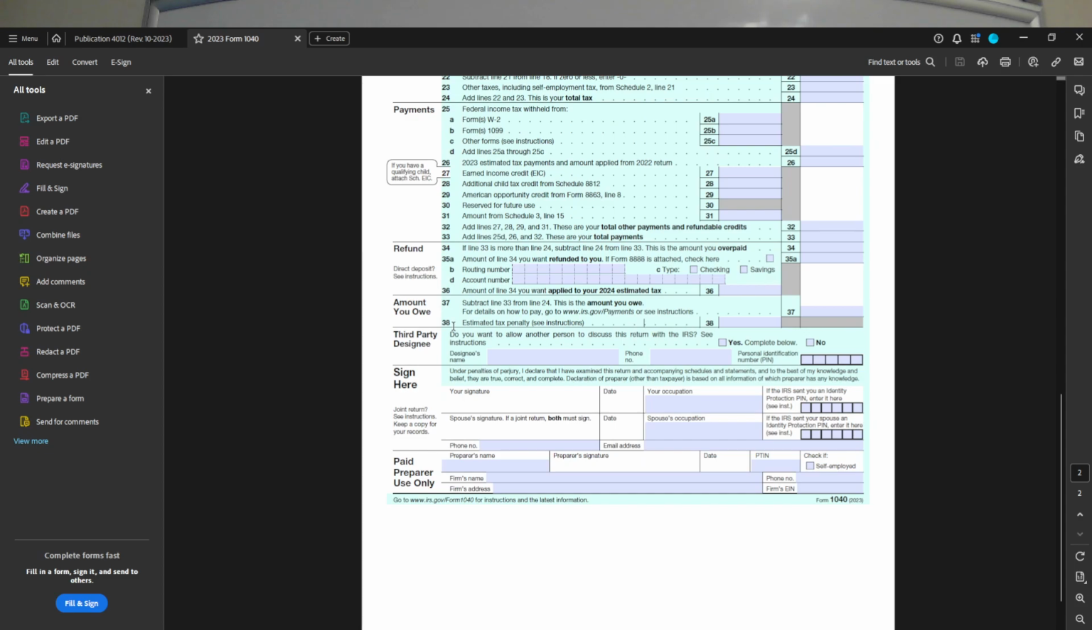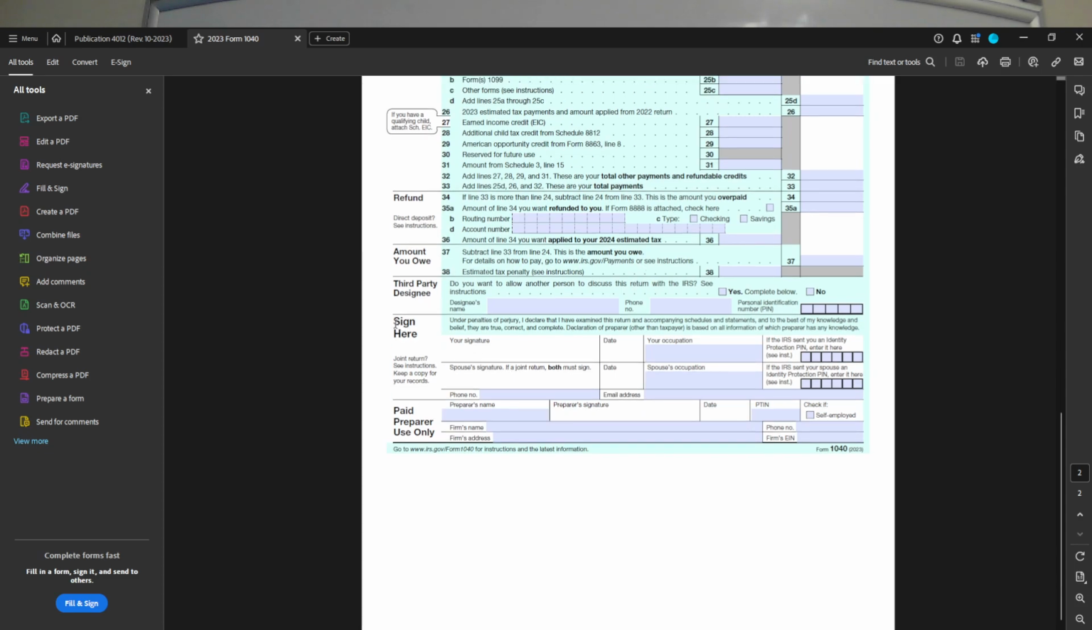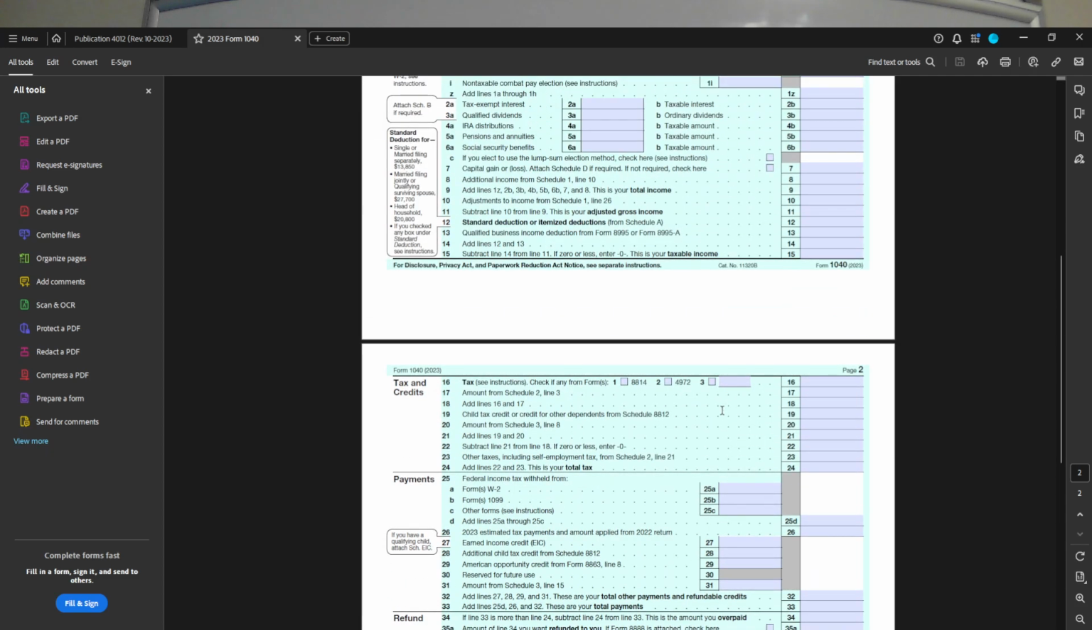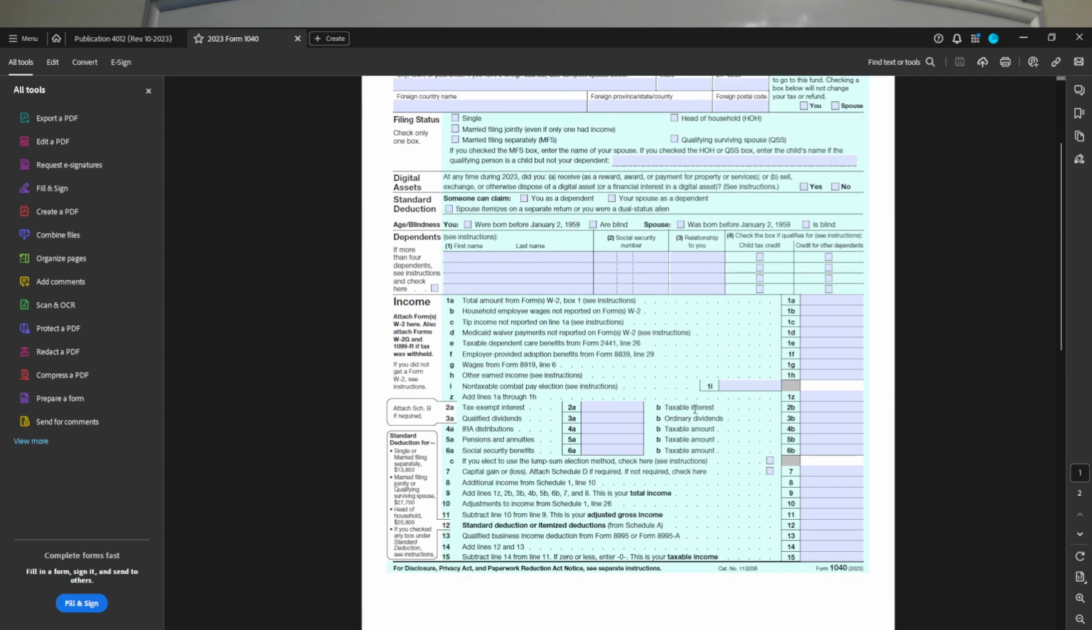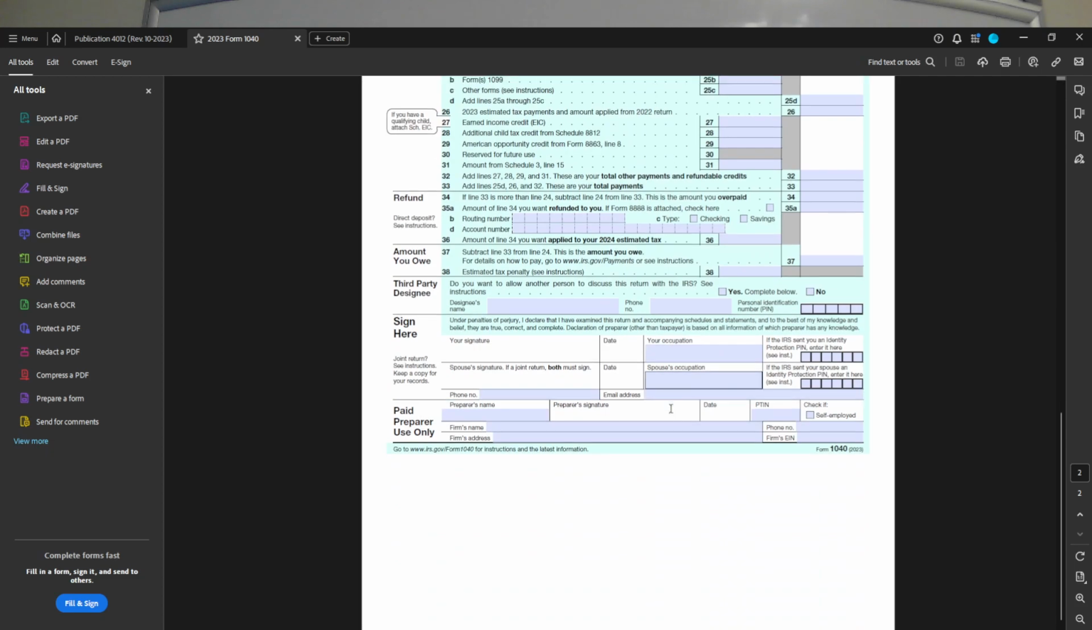Okay. At the end, it's not valid unless you sign it. And so here you would sign it, and paid preparer use only. This section is if you have someone who you pay to prepare it for you. And so when I was a tax accountant, this is where my firm's name and my boss's name would be, and my boss would sign it before we gave it to the client. Okay, so this is the general gist of this form and kind of how it goes through and the logic of it.